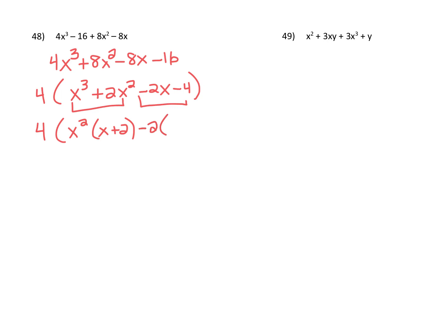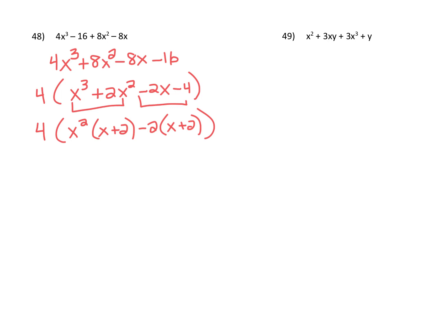Okay, and then that'll leave me with positive x and positive 2. Because a negative divided by a negative is positive, and again, negative divided by negative is positive. And don't forget to double close those parentheses.